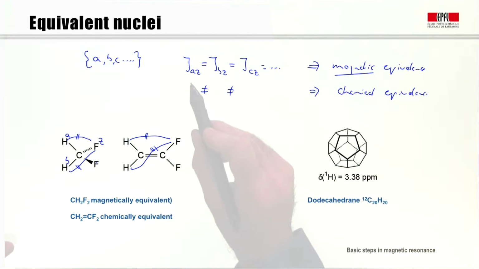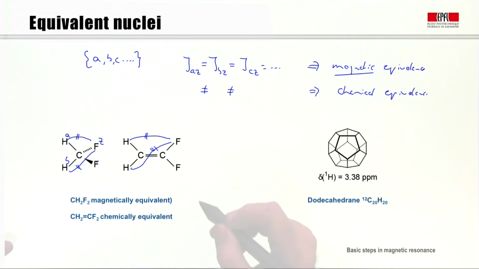Now, this test here, where we compare the scalar couplings between A, B, C and an external nucleus Z, in principle has to be repeated for different external nuclei. For example, we once do it for Z, and then we have to do it all over again for the nucleus Z prime. In practice, it turns out that once you have a negative answer for one of them, you don't need to check the others, but magnetic equivalence needs to be thought about quite carefully.